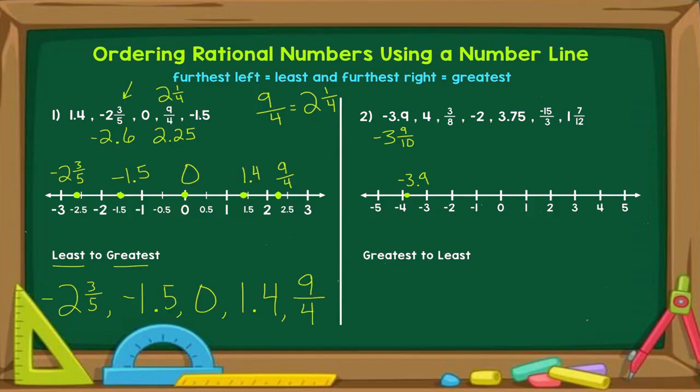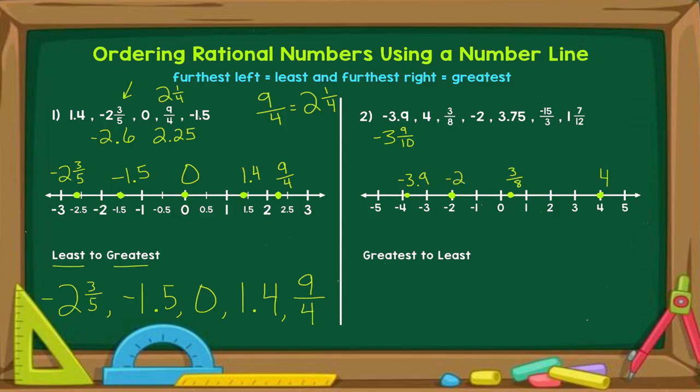Next, let's move on to 4, which is positive, so it's to the right of 0. It's right here. After 4, we have 3/8, which is positive, so to the right of 0. And it's going to be in between 0 and 1. Now, 4/8 is 1/2, so this is a little less than that, less than 1/2. So let's put 3/8 right here, a little less than 1/2. Next, we have negative 2, which is to the left of 0, it's negative. Negative 2 is right here.